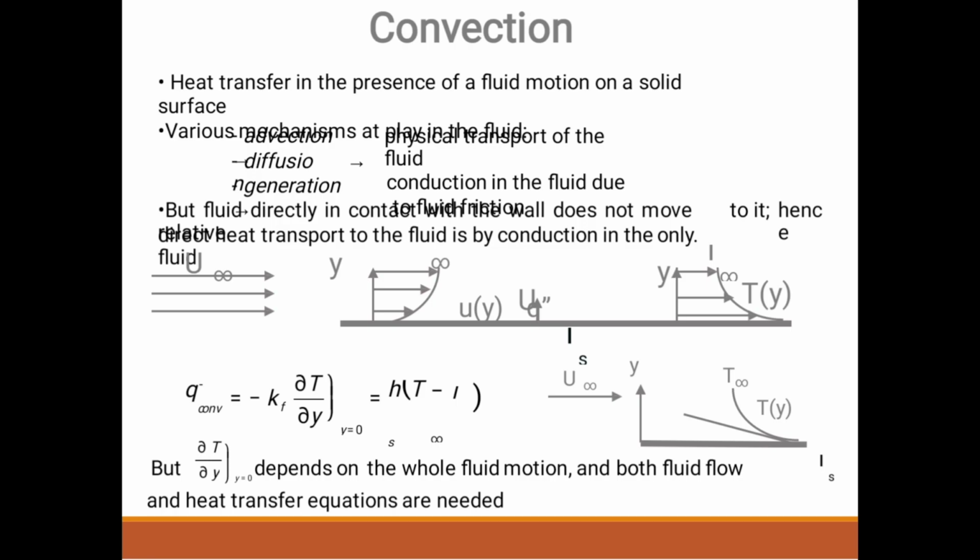But we know that the heat flux and the temperature distribution in a medium depend on conditions at the surface. Without the description of the thermal conditions at the surface, the description of the heat transfer problem in a medium is not complete. Heat transfer in the presence of fluid motion on a solid surface involves diffusion and the physical transport of the fluid. Conduction occurs in the fluid due to direct contact, where the fluid does not move, hence the heat transport to the fluid is by conduction only.